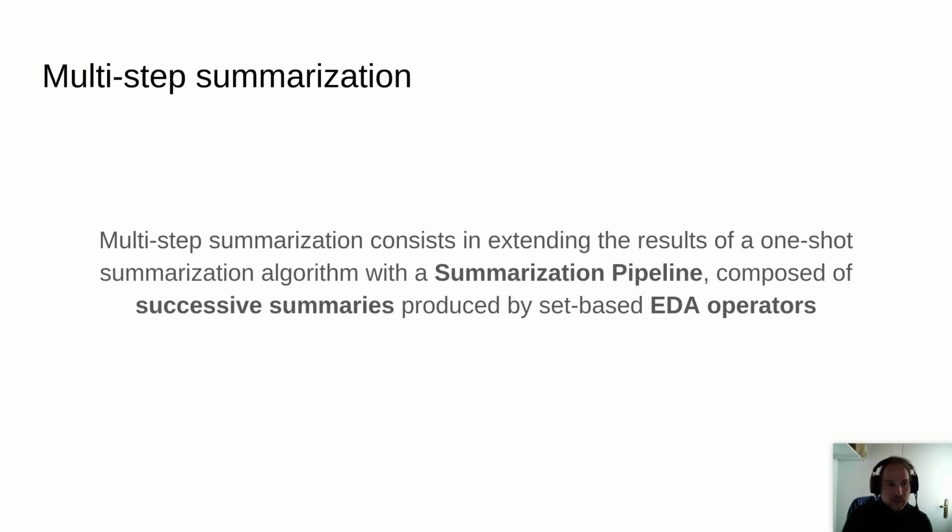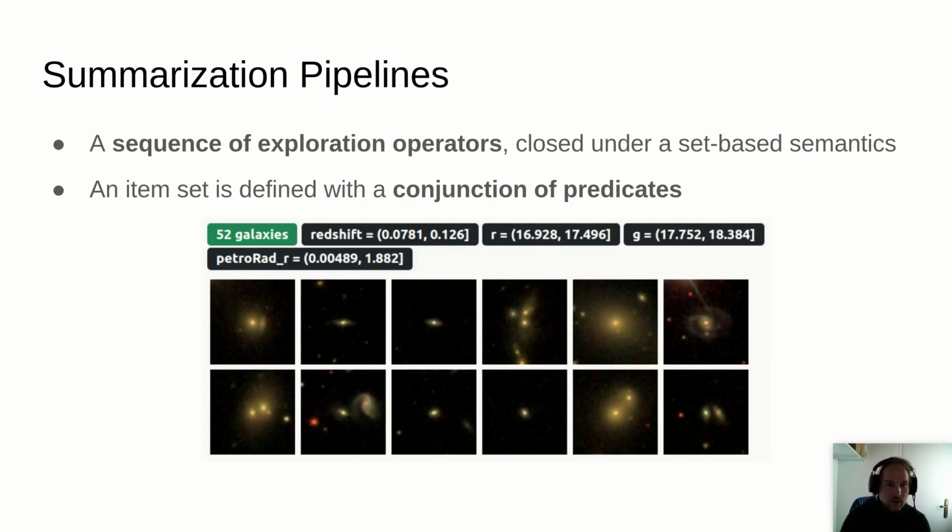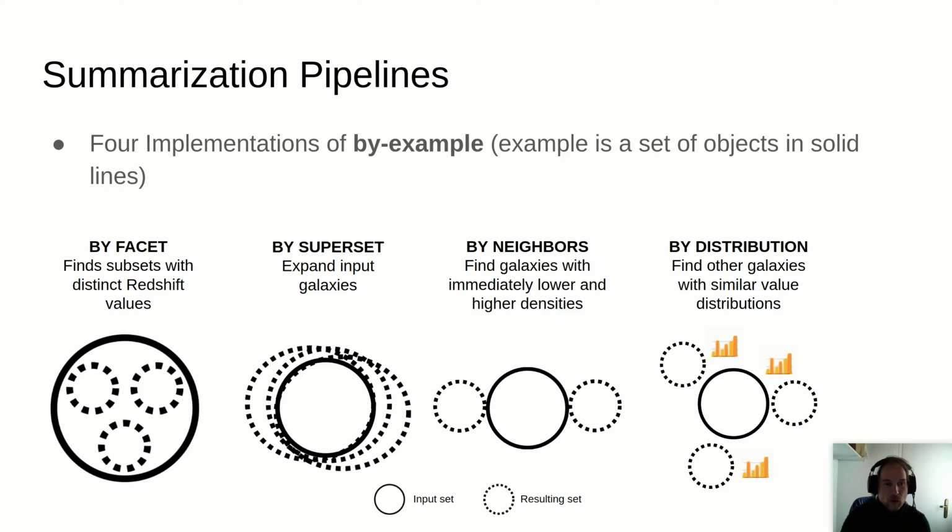Our proposal is multi-step summarization. Multi-step summarization consists in extending the results of a one-shot summarization algorithm with a summarization pipeline composed of successive summaries produced by set-based EDA operators. So, a summarization pipeline is a sequence of exploration operators closed under set-based semantics. Each item set is defined by a conjunction of predicates. We defined 4 operators that are implementations of by example, which means that each operator takes an item set as input and returns one or more item sets related to the input set.